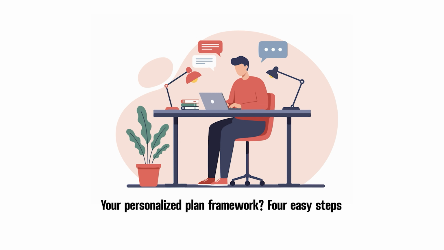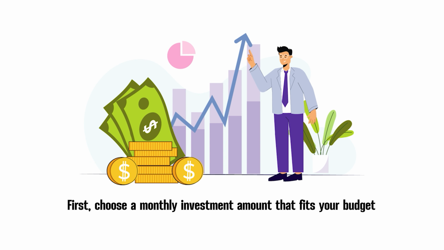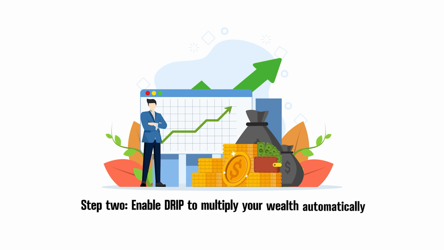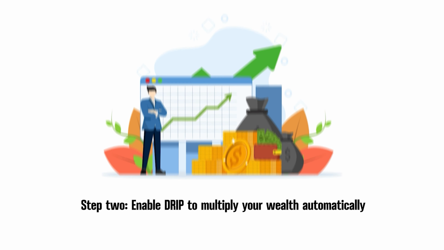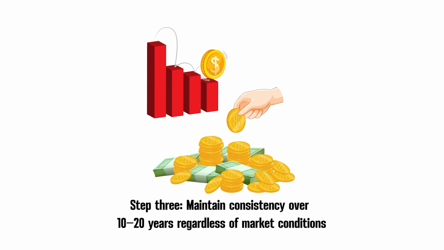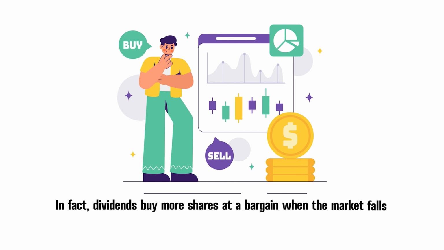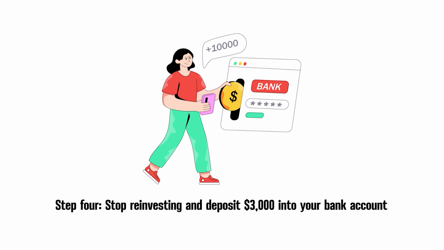Your personalized plan framework. 4 easy steps. First, choose a monthly investment amount that fits your budget. Step 2, enable DRIP to multiply your wealth automatically. Step 3, maintain consistency over 10 to 20 years regardless of market conditions. In fact, dividends buy more shares at a bargain when the market falls. Step 4, stop reinvesting and deposit $3,000 into your bank account.